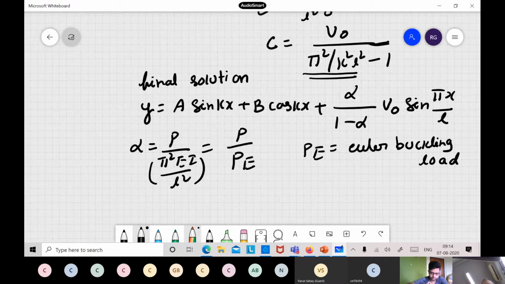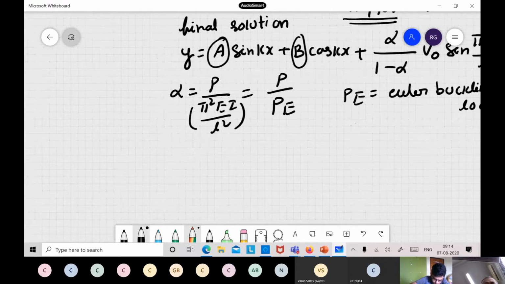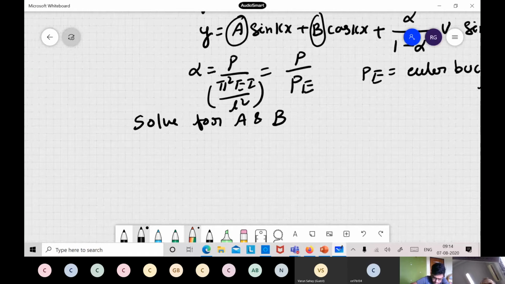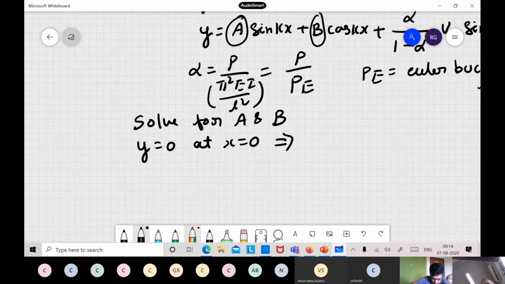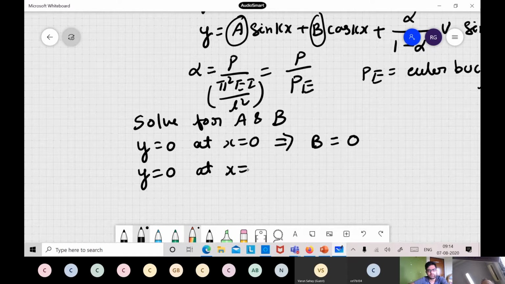Now the constants are A and B, and we have to solve for them. Here we use our boundary conditions. Our boundary conditions are y equal to 0 at x equal to 0, that is, the deflection is 0 at both the ends. If you substitute in this equation, b turns out to be 0, and y is also 0 at x equal to L, so you get an equation like this: a sine kL is equal to 0.